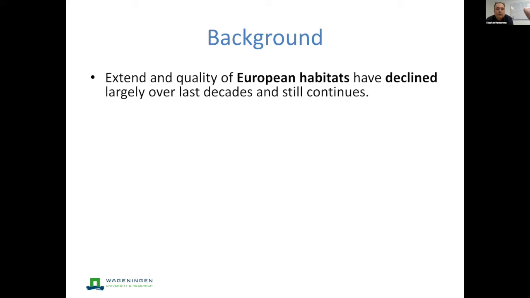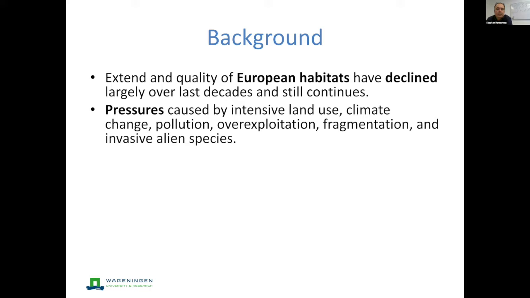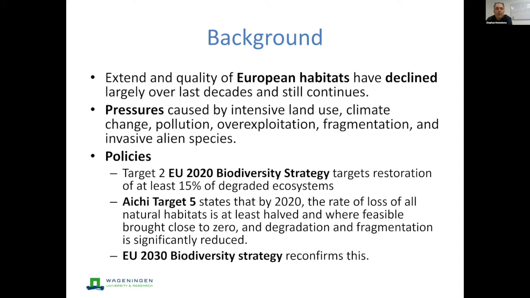So, the background. I think it's clear for everybody that the extent and the quality of European habitats have declined largely over the last decades, and in fact it's still continuing. Pressures are caused by intensive land use, climate change, pollution, overexploitation, fragmentation, invasive alien species. So a lot of pressures on biodiversity, and therefore we have a lot of policies that target the restoration of at least 50% of degraded ecosystems. That was the target in the EU 2020 biodiversity strategy, but also Aichi target 5, to stop the rate of loss of natural habitats, at least by half. But you see that these targets haven't reached their goal yet.